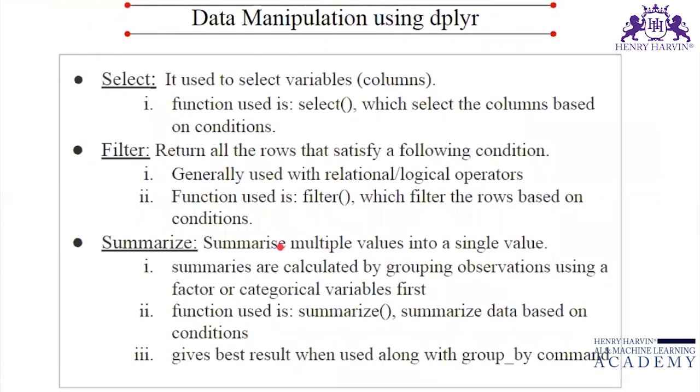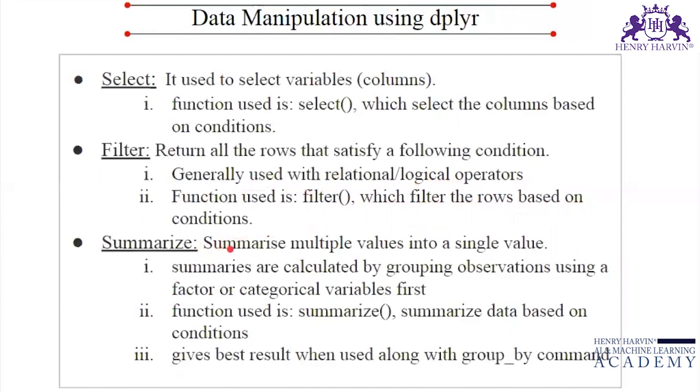So let's first understand each of the functions. First is select. It is used to select variables, that is columns. The function that is used in R is the select function, which helps to select the column based on the conditions we will be providing. Next is filter. It returns all the rows that satisfy a following condition. So the condition we provide, it will return rows as a result. Generally, it is used with relational or logical operators. The function used in R is filter, which filters the rows based on the condition.